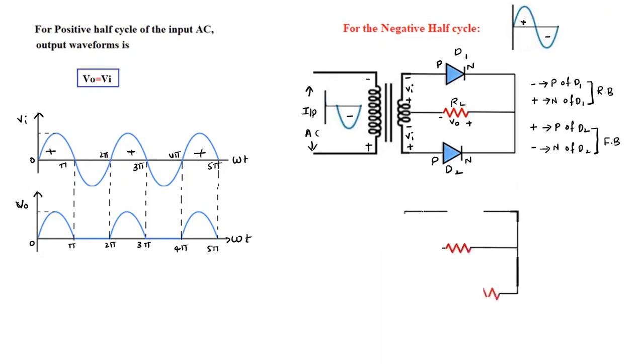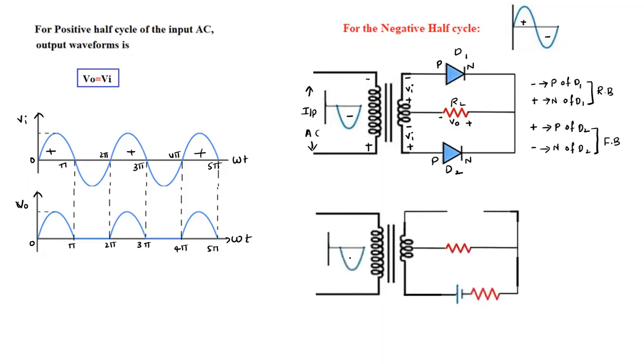Now we'll see the resultant circuit. This is the negative half cycle. When the diode is in reverse bias condition, it is replaced with an open switch. As diode D1 is reverse biased, we are replacing it with the open switch. It is the load resistance RL. As diode D2 is in forward bias, the diode will be replaced by the cut-in voltage connected in series with the forward resistance RF. So this is the resultant circuit of the negative half cycle.